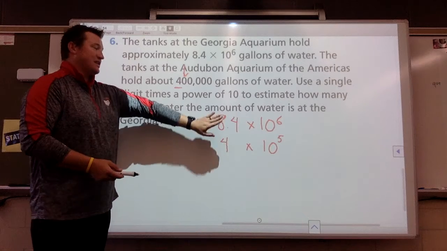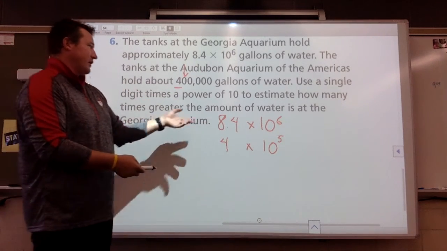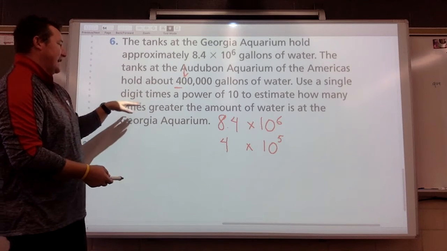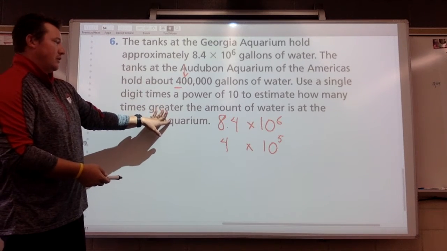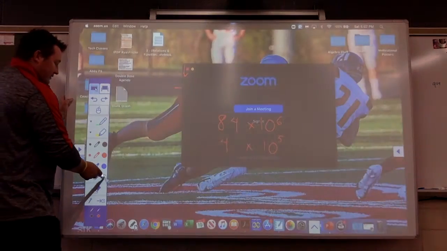All right? There you go. So here's my two numbers. Obviously, 8.4 times 10 to the 6th, much bigger number. How much bigger? It says estimate. How many times greater? Okay, well, let's just get rid of this 4 here, right? If you think about rounding, guys.